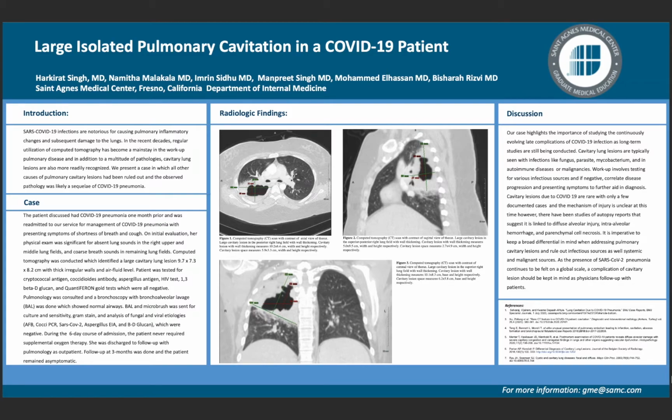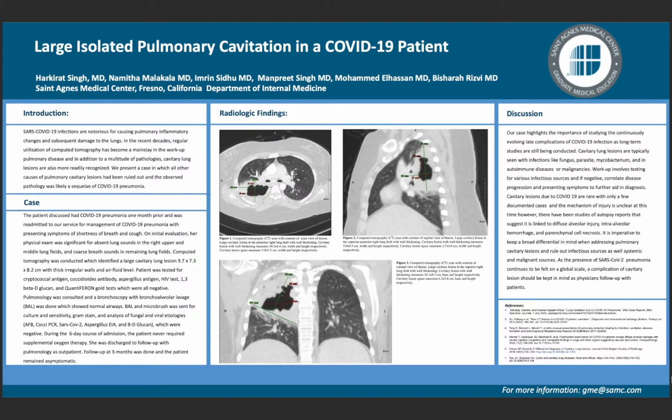Cavitary lung lesions are typically seen with infections like fungus, parasite, mycobacterium, and in autoimmune diseases or malignancies. We present a case in which all other causes of cavitary lesions had been ruled out, and the cavitary lesion was likely a sequela of COVID-19 pneumonia.